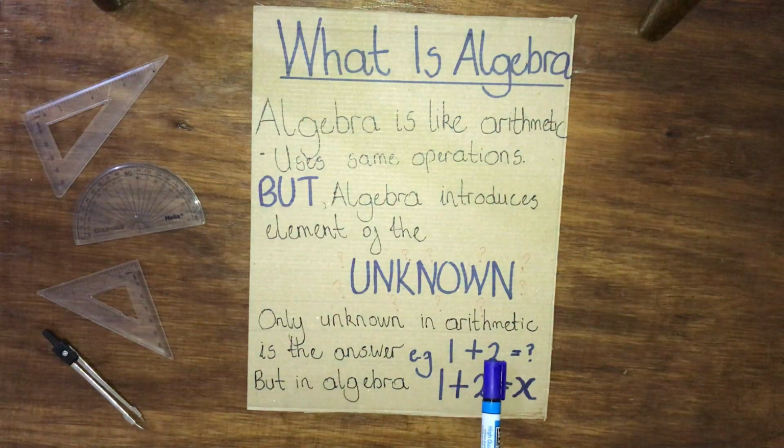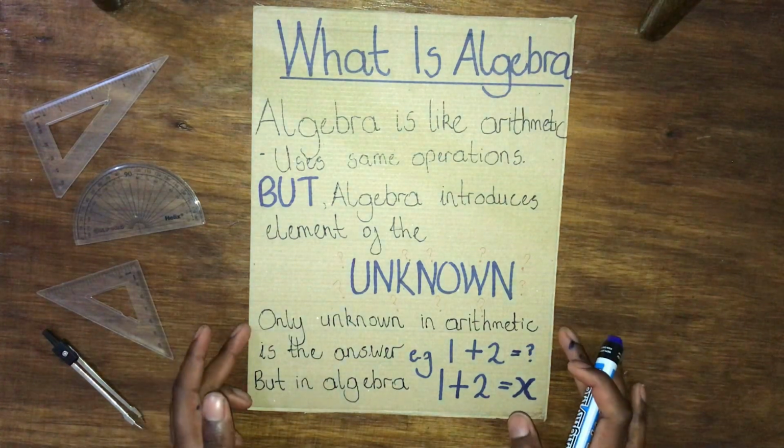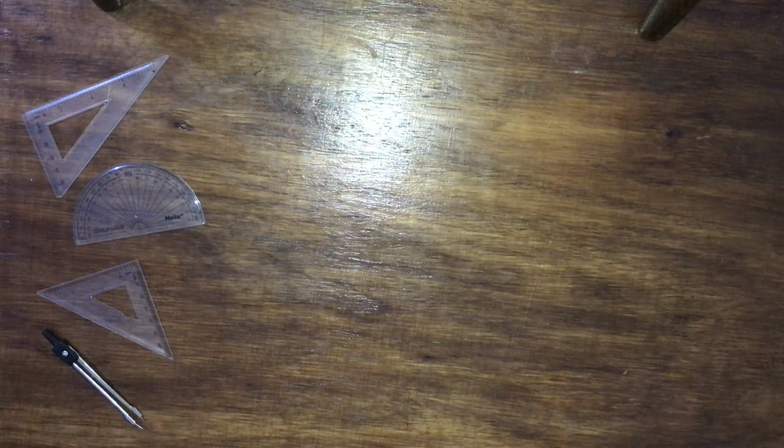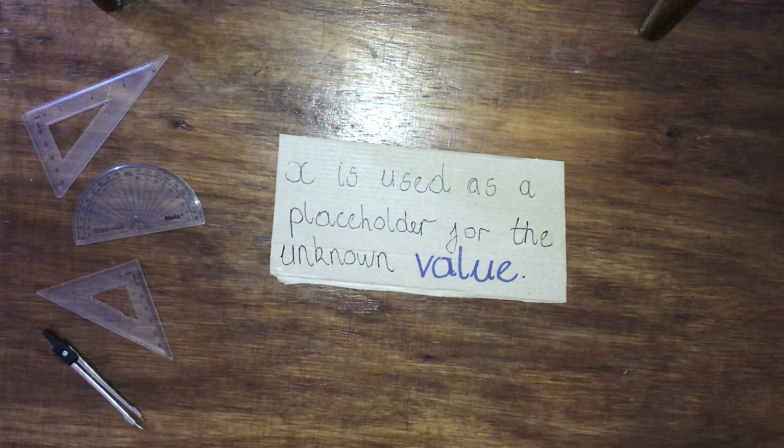For example, 1 plus 2 is equal to question mark, of which, us being the clever mathematicians we are, we know the question mark there stands for the number 3, because 1 plus 2 is equal to 3. However, in algebra, 1 plus 2 is equal to x. Bear in mind, here we can have any letter of the alphabet, as this is simply a placeholder. Now, just to clarify, x is used as a placeholder for the unknown value.